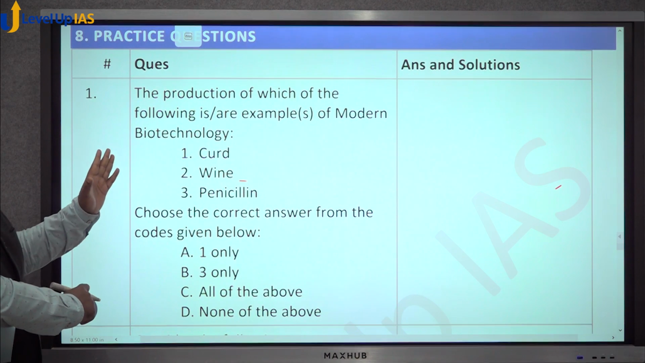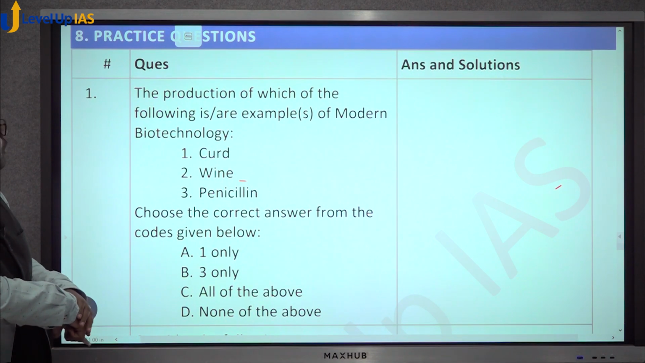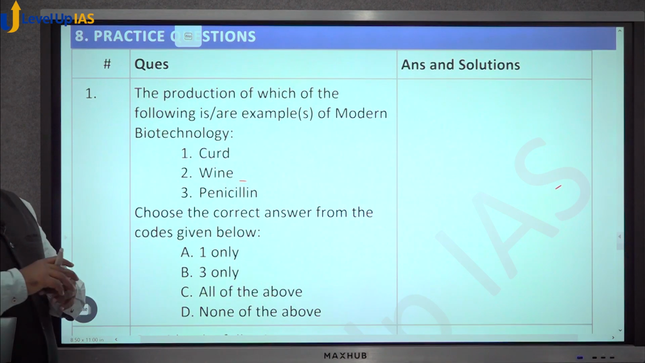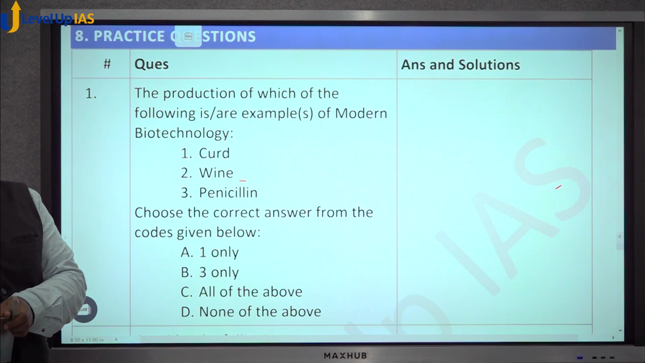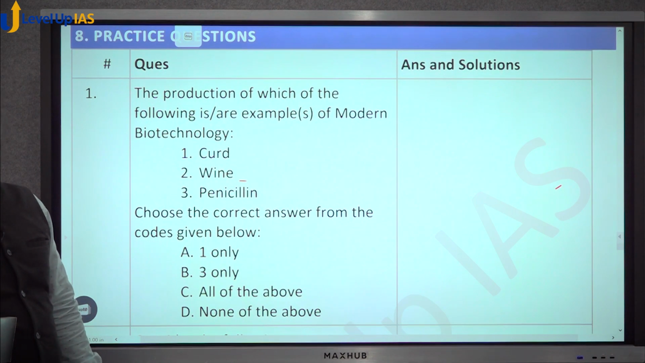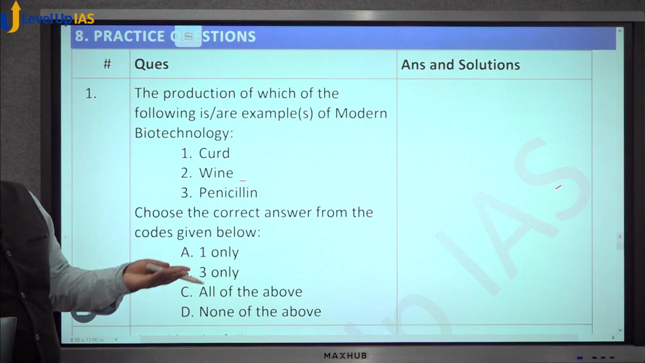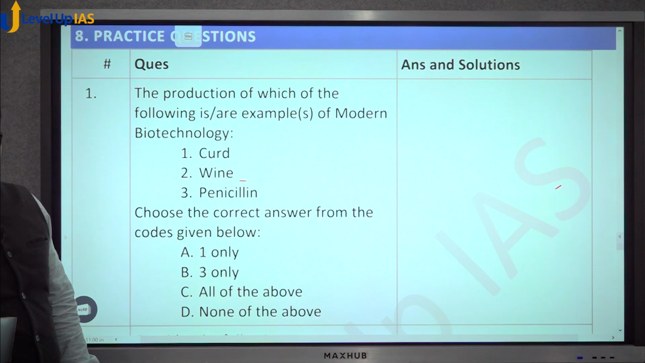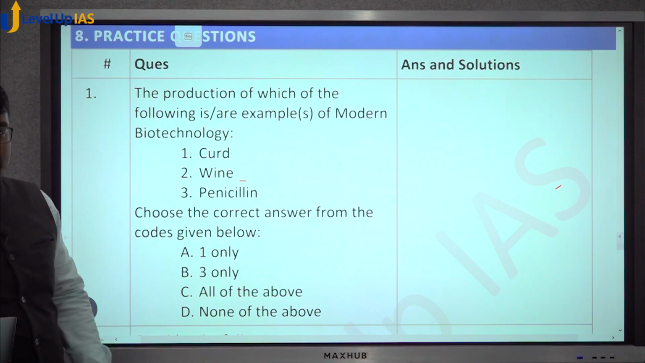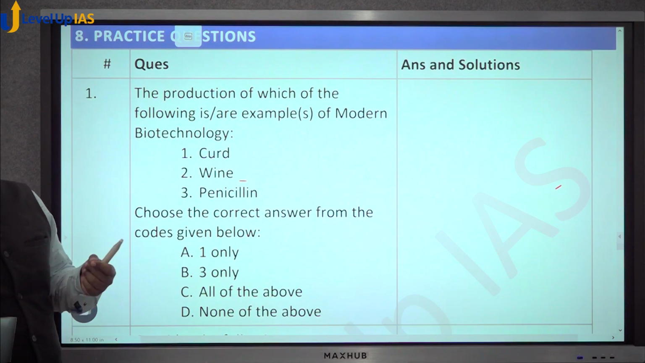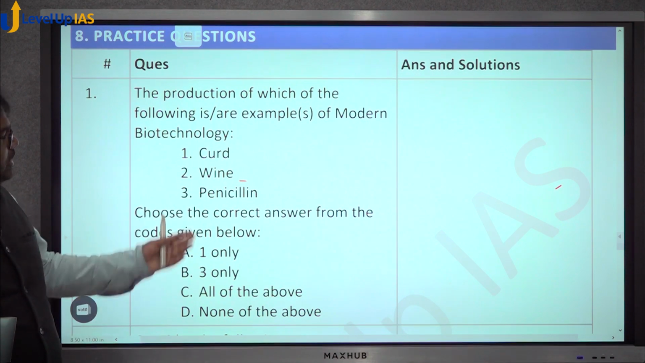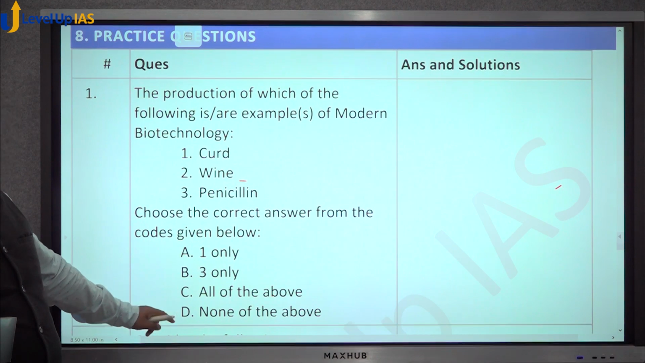The production of which of the following is an example of modern biotechnology? Curd, wine, penicillin. Which of these is considered? None of this. Penicillin, what was it? It was a mold. Did we modify that mold? No. That living organism was used just like that. If we are not modifying the inherent properties of that living organism, it's not modern biotechnology. It is classical biotechnology. So the answer is D, none of the above.